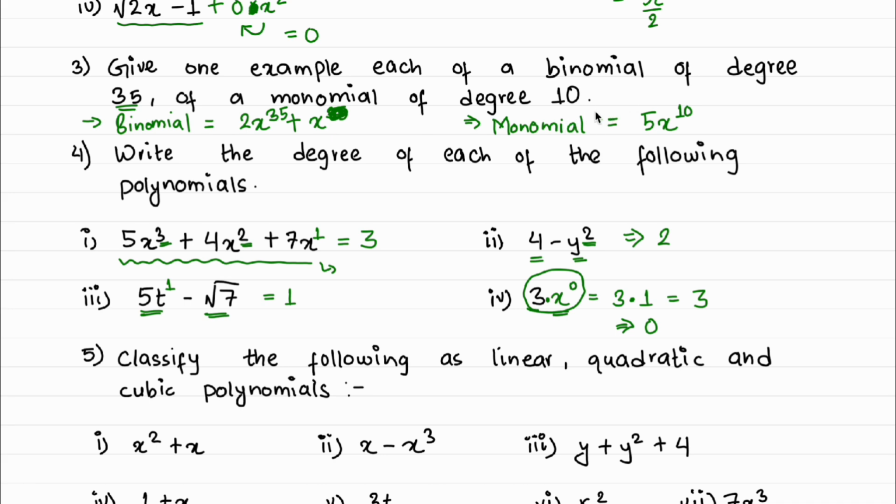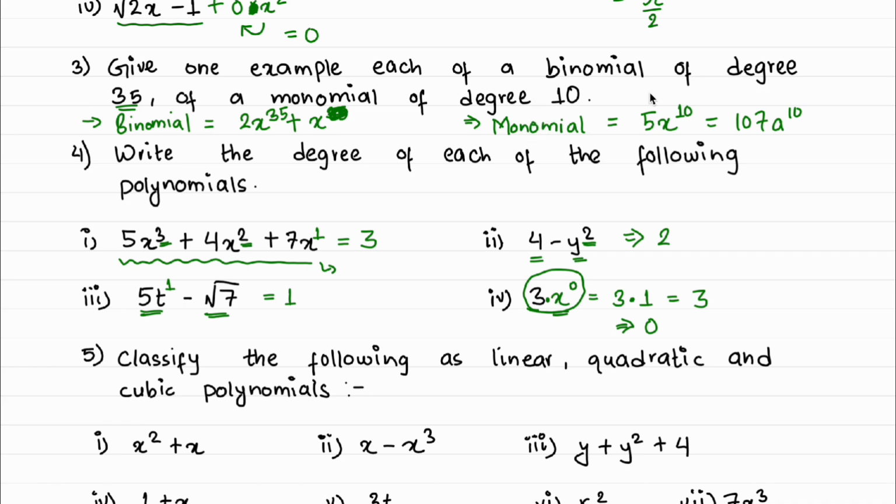You can add any alphabets, you can add any numbers. It's not necessary that you have to put 5 or x. Another example could be, let's say you want to put 107 and you want the letter, let's say A, and then you could write the power as 10. So this is a monomial of degree 10. So the alphabets and the numbers, it's whatever you want to choose, but the degree needs to be 10. It cannot change. And so we have a binomial and a monomial, and our third question is also complete.